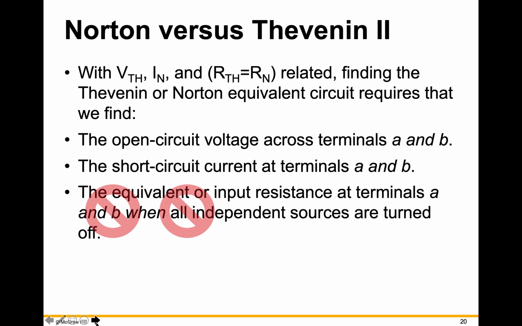So this is a summary of what I said before. Basically, the Thevenin or Norton equivalent circuit requires that we find the open circuit voltage across terminals A and B, and the short circuit current at terminals A and B. Once you have found the open circuit voltage and the short circuit current, the Thevenin equivalent resistance is just the open circuit voltage divided by the short circuit current.